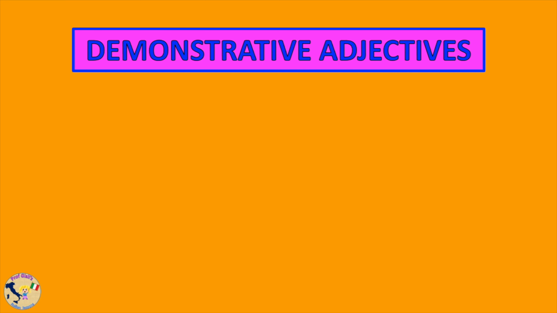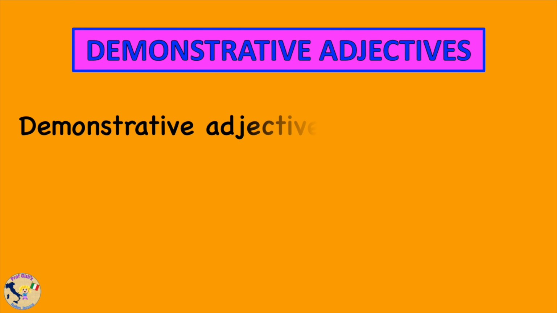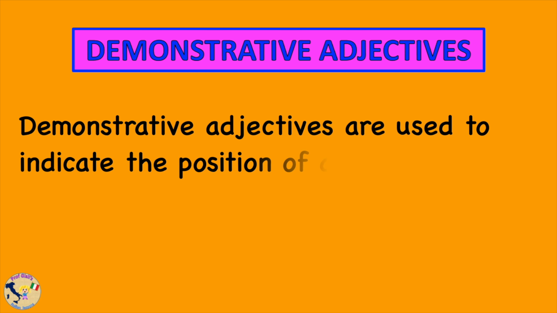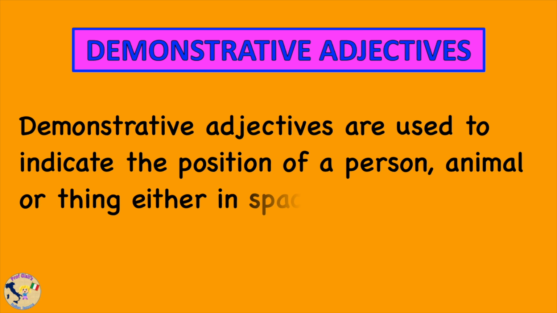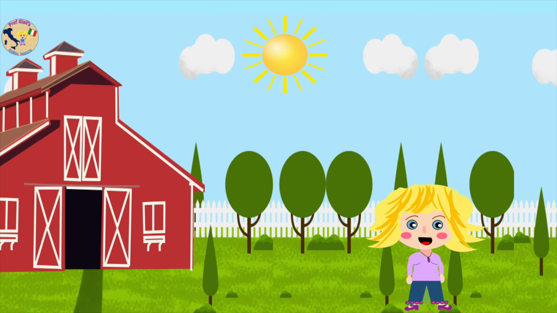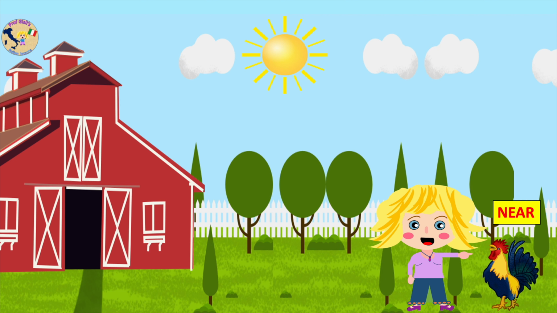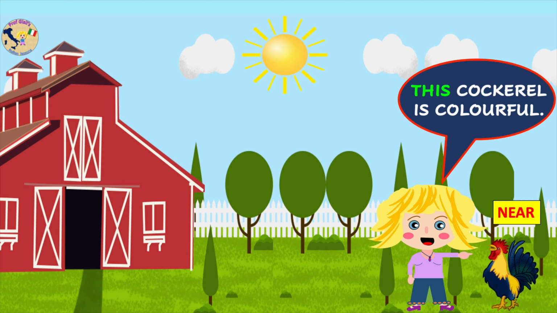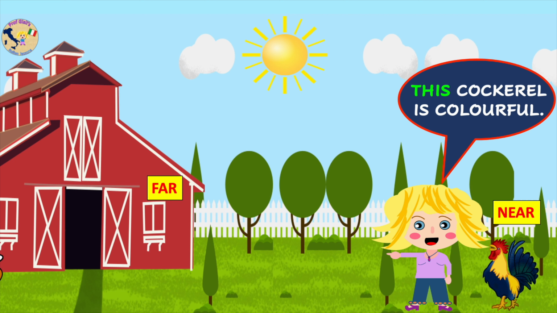Like demonstrative pronouns, which we have introduced in an earlier double lesson, demonstrative adjectives are used to indicate the position of a person, animal or thing in space or in time. In other words, they specify whether something or somebody is near the speaker or far from the speaker.